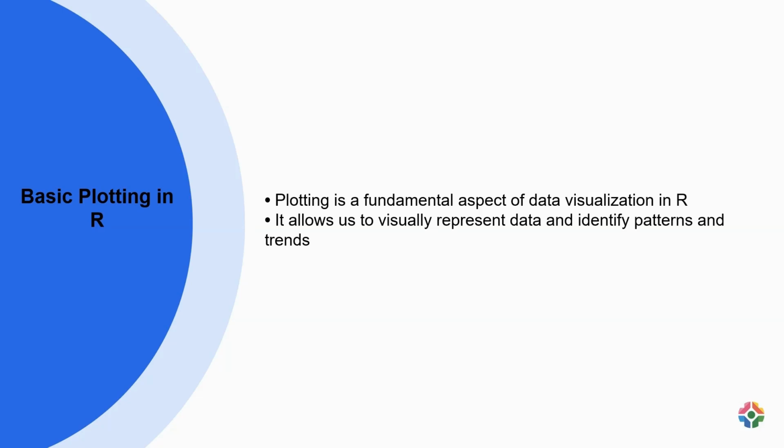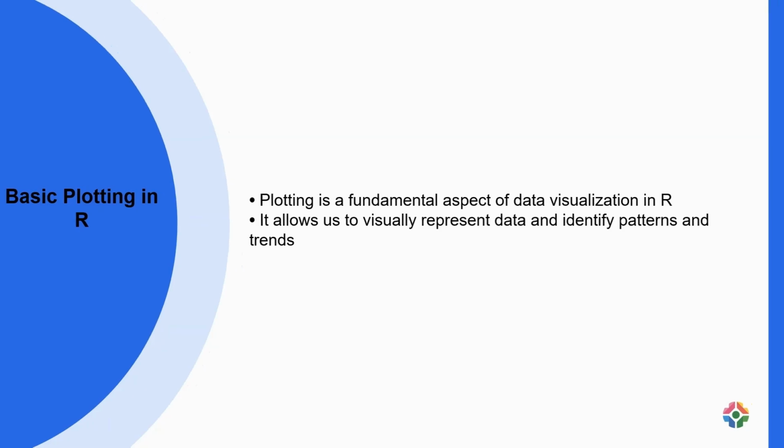For example, plotting a scatter plot in R can help to understand the relationship between two variables, such as sales revenue and marketing spend. This visual representation can reveal correlations or patterns that may not be apparent from raw data alone, enhancing the analytical process and decision-making based on data-driven insights.